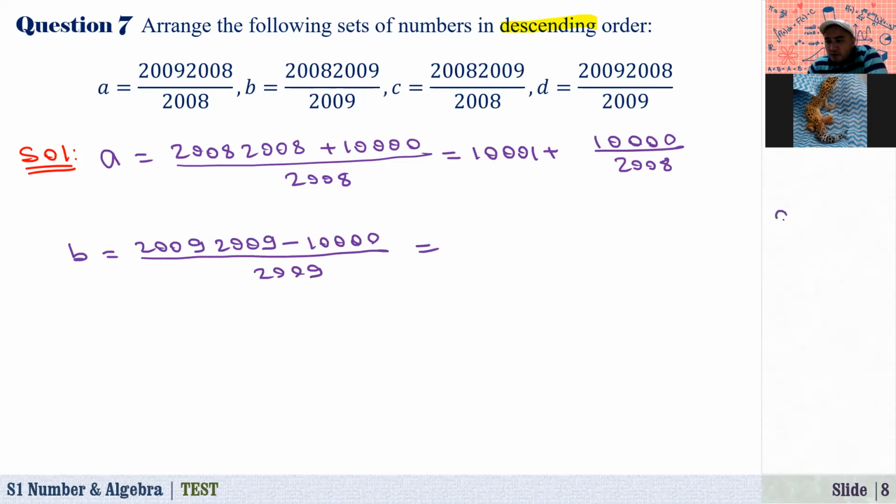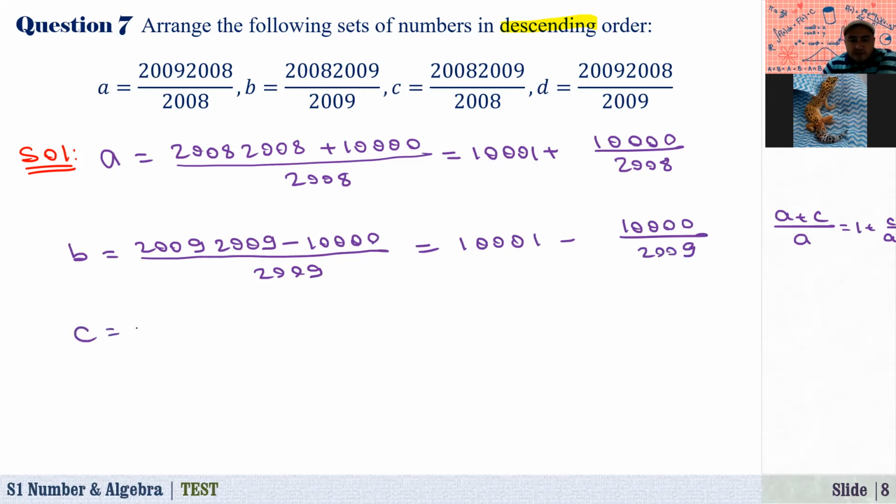I'm just using this property, A plus C over A or B something, right? I can just write it as 1 plus C over A. I have this B here, A over B plus C over B. So that's equal to 1, 1, 2, 3 zeros and 1 minus 10,000 over 2009. And how about C?